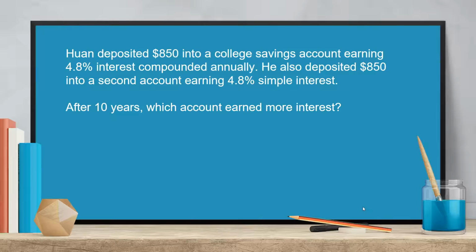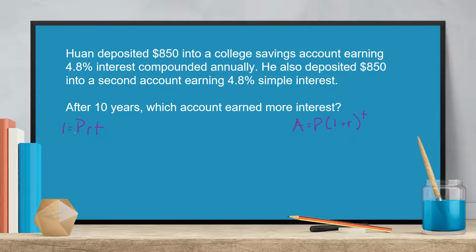So this one, Juan has deposited $850 into a college savings account, earning 4.8% interest compounded annually. He also deposited $850 into a second account, earning 4.8% simple interest. After 10 years, which account earned more interest? So we got two problems. We got one that's simple interest, where I equals P, principal times rate times time. And we got another one where the total amount equals principal times 1 plus the rate to the T.